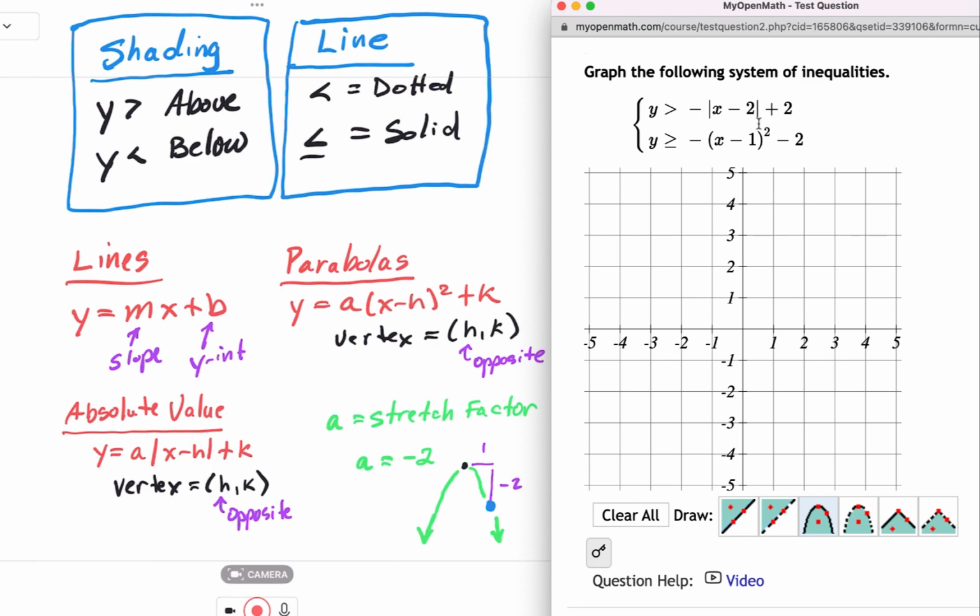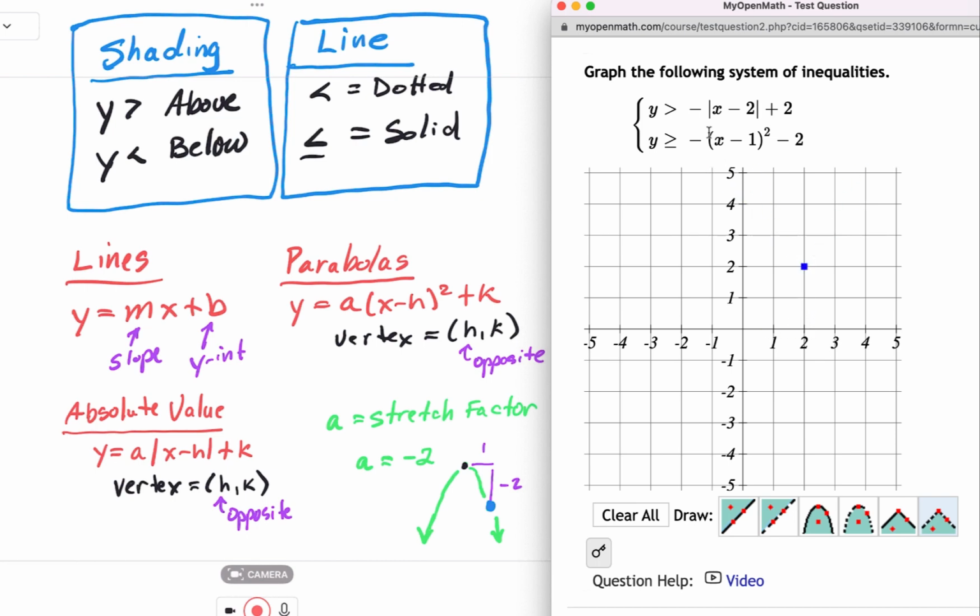Now in this problem, we're given an absolute value and a parabola, so we'll go through the process of how to do those. First of all, we're going to pick the right kind of graph. This one has no equal sign, so we want to choose the dotted V-shaped graph for this first one. Now the vertex is going to be shifting 2 to the right and then up 2. So 2 to the right, up 2.